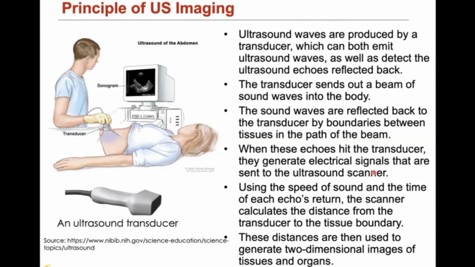Based on the speed of sound and the time of each echo return, the scanner calculates the distance from the transducer to the tissue boundary. These distances can be used to generate a two-dimensional image of tissues and organs.